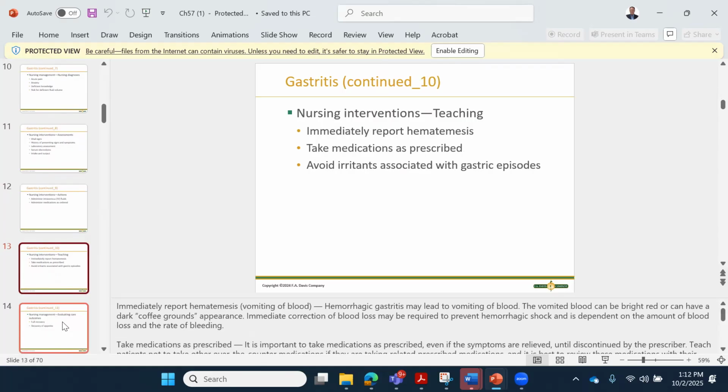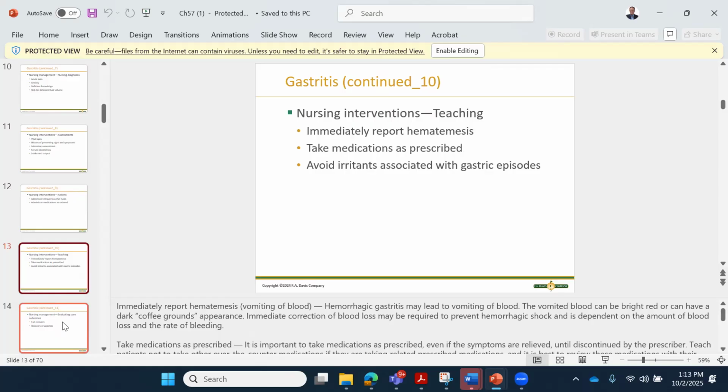So also make sure that the patient always reports hematemesis anytime that they're throwing up or regurgitating bright red blood, because this could be a sign of other conditions. It could be not just bright red, but it could be coffee ground. And this is important because you want to prevent hemorrhagic shock, which is a type of hypovolemic shock.